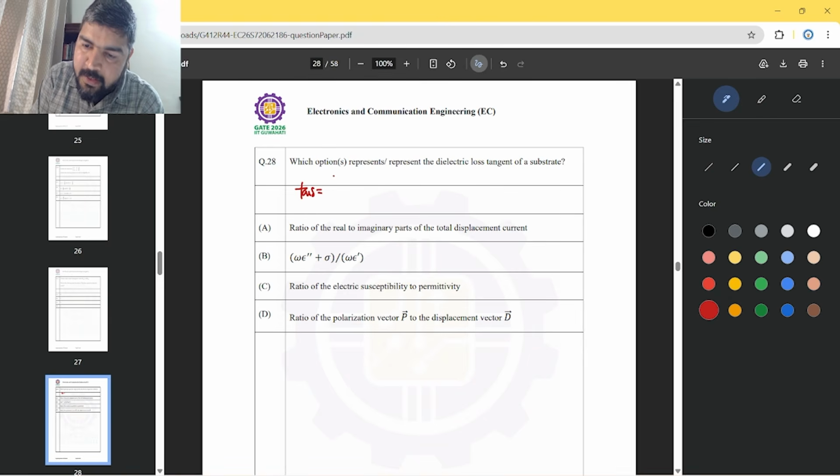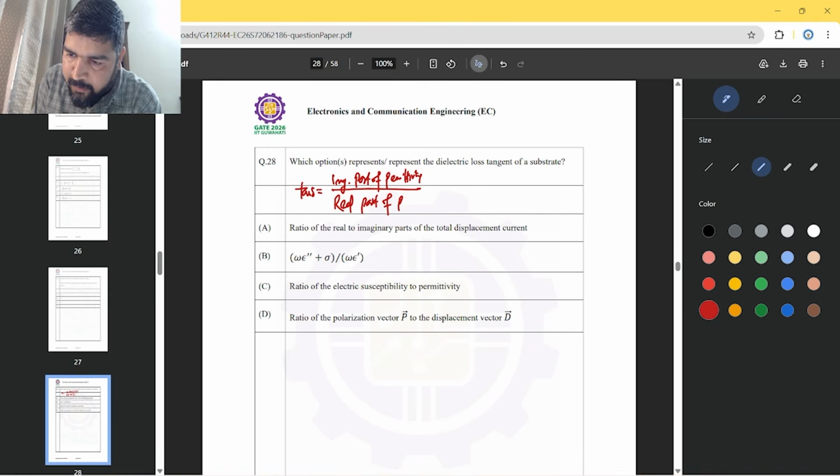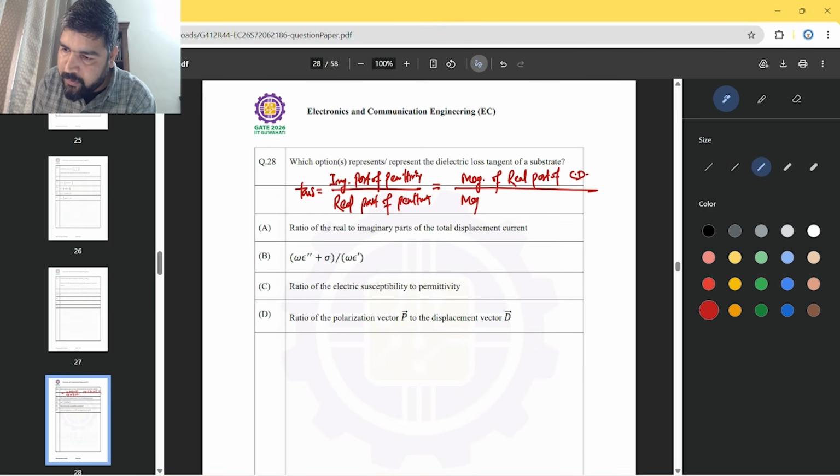Tan delta can be written as the imaginary part of the permittivity divided by the real part of the permittivity. There is one more expression for this, and that is the magnitude of the real part of current density divided by the magnitude of the imaginary part of current density. This is also the formula for loss tangent.